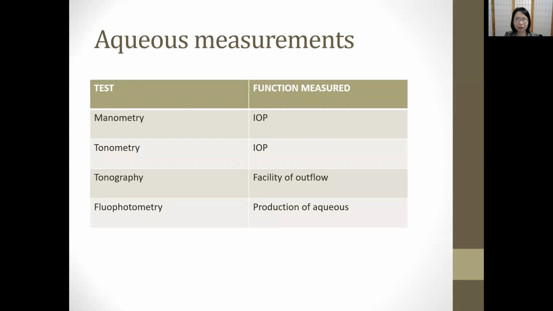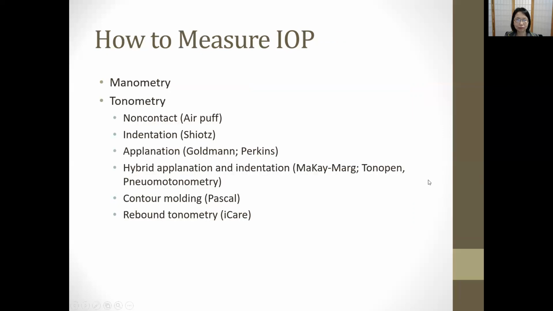Now, moving on to aqueous measurement. This is not IOP measurement, but aqueous measurement. A lot of these are not actually used clinically, such as manometry, where you actually stick a needle into the anterior chamber, and obviously that's very invasive. This measures IOP. Tonometry, which is the most common one, I will be discussing further. Tonography measures the facility of outflow, and flow photometry measures aqueous production, and these are more performed in laboratory settings.